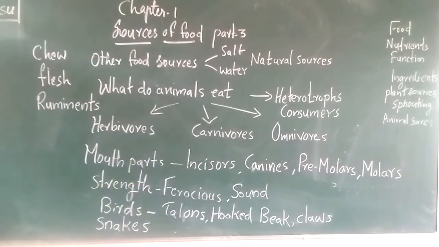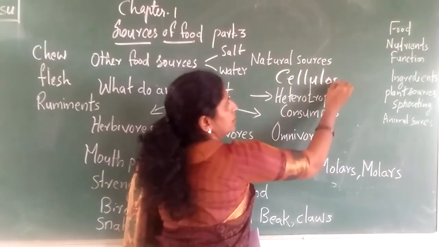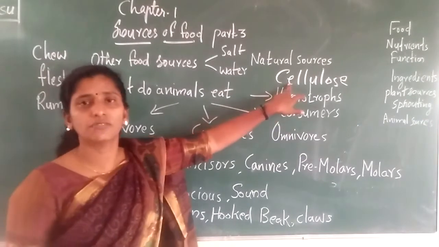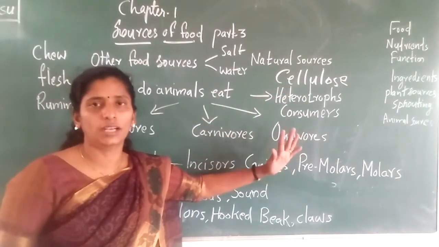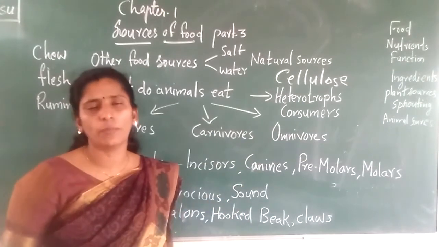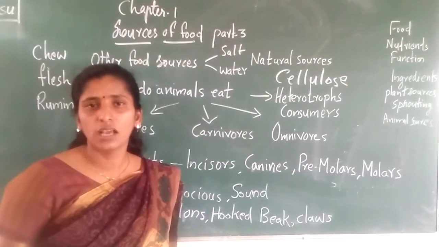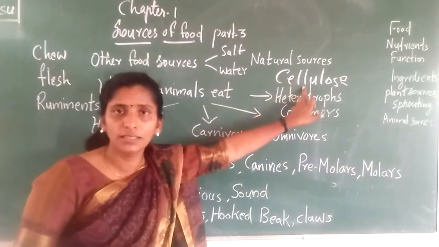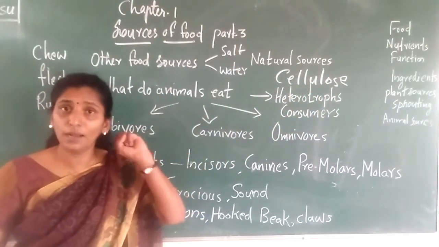What is the name of the carbohydrate? Cellulose. This cellulose is very hard to digest. So, because of that reason only, herbivorous animals' stomachs contain a lot of microbes, bacteria, protozoans. These bacteria and protozoans help to digest the cellulose present in the plants. So, they can eat the plant directly.